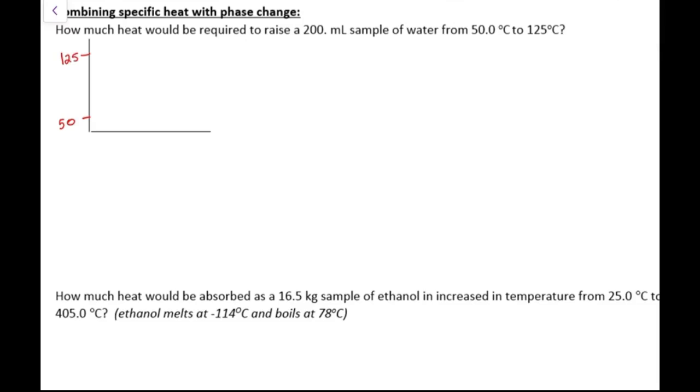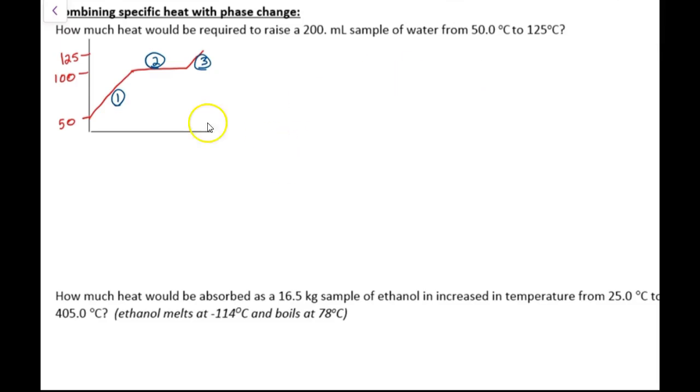So what phase change happens in between 50 degrees Celsius and 125 degrees Celsius for water? Right? So you should have said that it boils at 100. That's not to scale, but that's okay. It's going to go up to 100 from 50, plateau for a while as we boil it, and then go up again to 125. So we actually have three different things going on here.